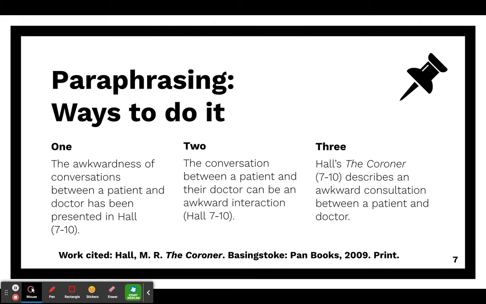So when we paraphrase, here are three ways that you can get your in-text citation done. Remember, you're telling me what you got from somebody else and where you got it from. Our source material down here at the bottom is Hall's The Coroner, Basingstoke, Pan Books, 2009. Okay, that is the source material. I use it one of three ways. The awkwardness of conversations between a patient and a doctor has been presented, one of our rhetorical verbs, in Hall, pages 7 to 10. And that goes in parentheses with the period at the end.